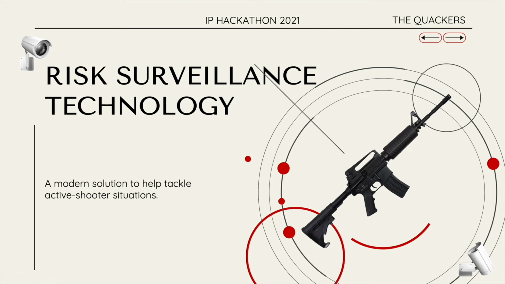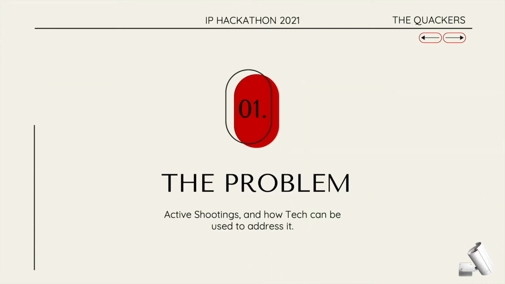Hello, we are the Quackers, and we are presenting our idea, the Risk Surveillance Technology for the IP Hackathon 2021, which is a modern solution to help tackle active shooter situations. So the first step is to identify the problem, active shootings, and how can technology be used to address it.